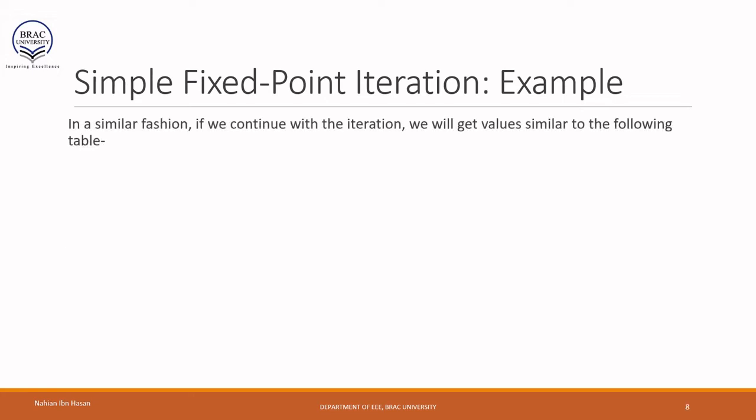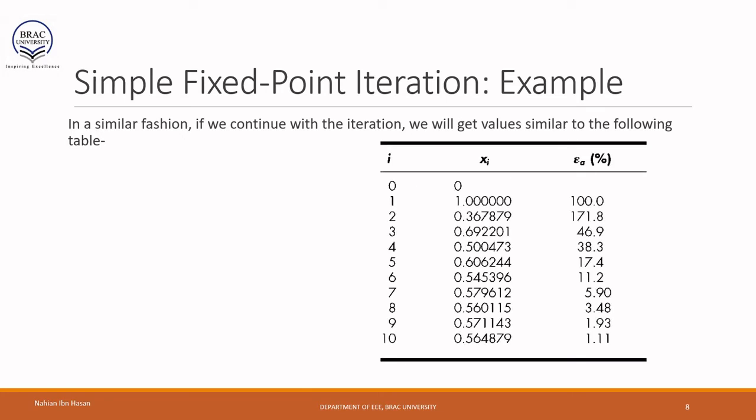In the fourth iteration, if we calculate, we will get a new approximation of the function root, and we can get the approximate error. We are not showing the whole calculations here, rather we are showing you the table that is the result of your hand calculation or MATLAB code. Look at this. In the first iteration we got an error of 100%, in the second iteration 171, then the error started reducing: 46.9, 38.3%, 17.4%, 11.2%, 5.9, and so on.